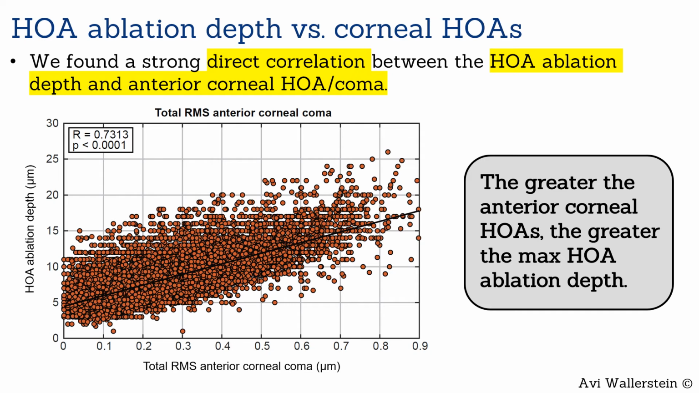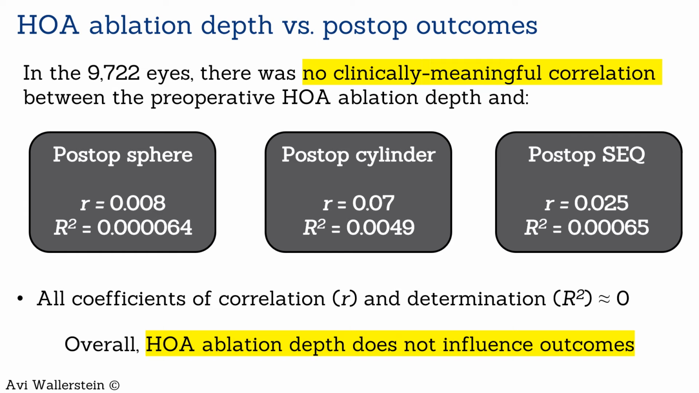As expected, we found a strong direct correlation between anterior corneal HOAs and HOA ablation depth. That makes sense as this is what the technology measures and treats. There was no clinically meaningful correlation between the preoperative HOA ablation depth and postoperative sphere, cylinder, and spherical equivalent. This confirms that ablation depth does not influence outcomes and accounts for less than 1% of any outcomes variation.